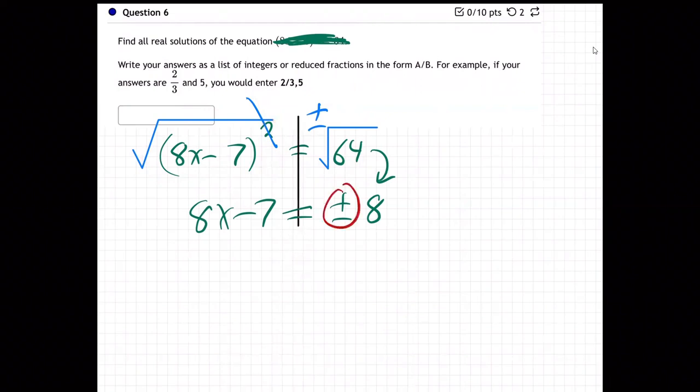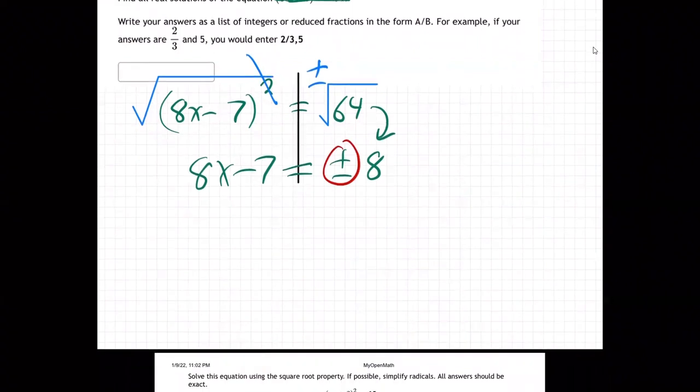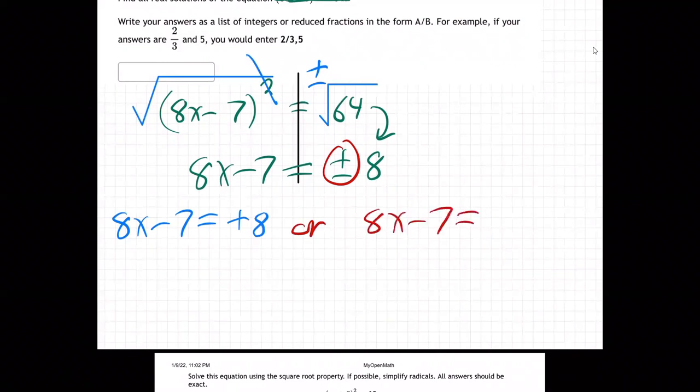This is shorthand notation for 2 separate equations. So we need to write the 2 separate equations. First one is 8x minus 7 is plus 8. And then the second one is 8x minus 7 is minus 8, right? You see the plus here and then the minus there. We get the 2 separate versions that we have to write out.